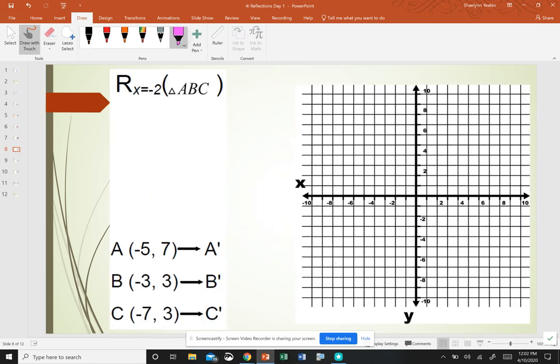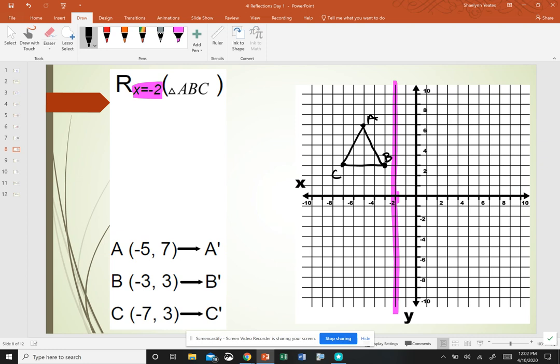Okay, let's try this one. Notice that it says x equals -2, so that means you're going to go to the -2 on the x and draw your line so it never crosses the y-axis. If it was y equals something, you'd go to wherever it was on your y and then draw a line. It'd be very exciting. Okay, so we're going to go to -5, +7. And then we're going to go to -3, +3. C is going to be at -7, +3. So here's B, here's C.